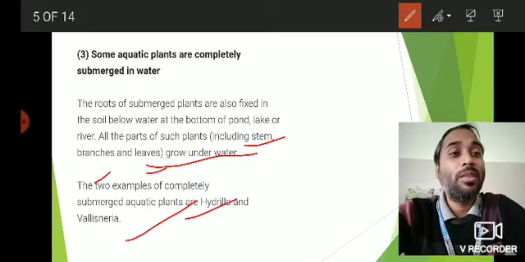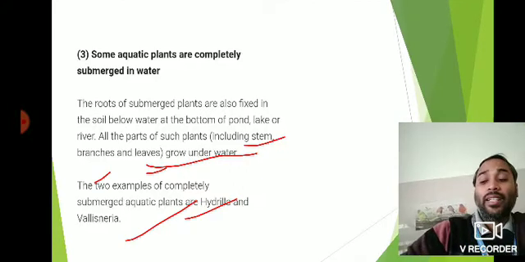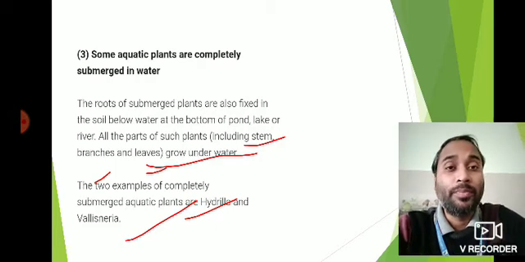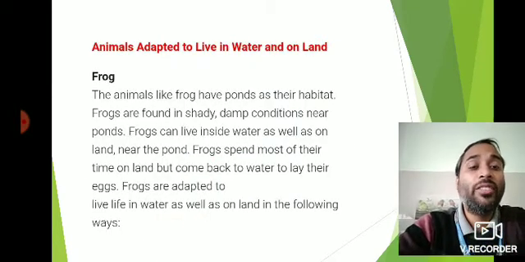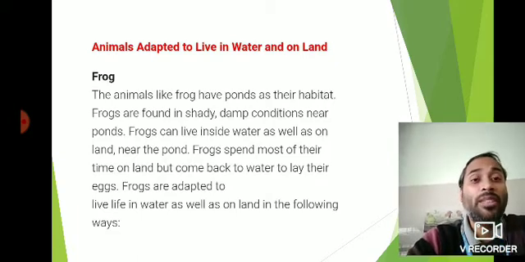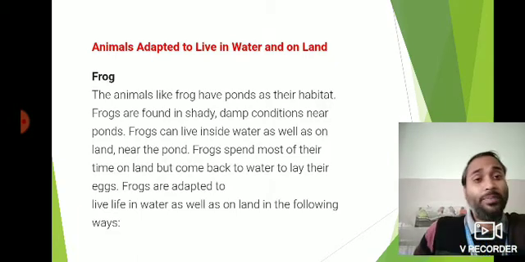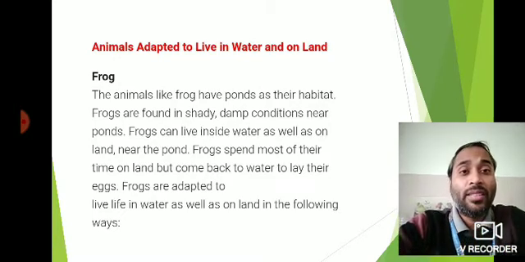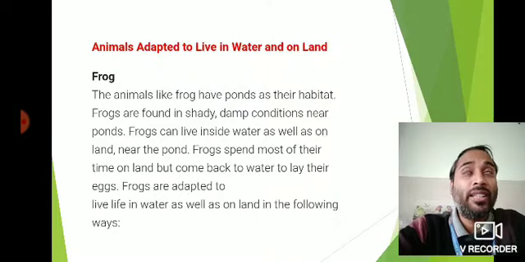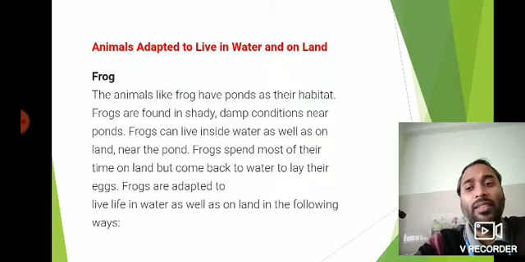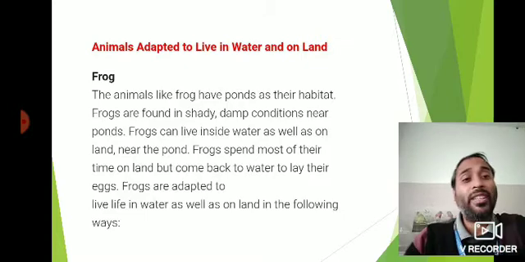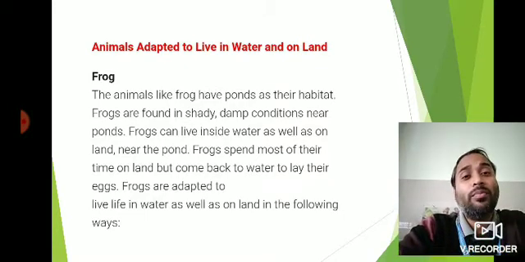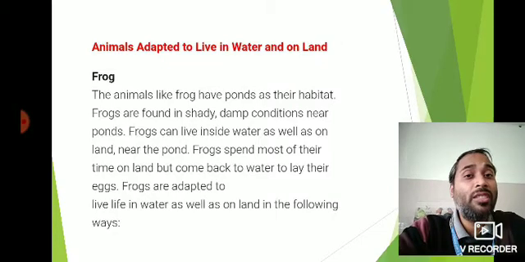Now let us discuss the adaptations of amphibians, and specifically the adaptations in frog. These are animals adapted to live in water and on land. There are certain animals which can survive both in water and on land. Frog is one of such animals. Frogs are mainly found in wetlands, in damp conditions near ponds and nearby areas.